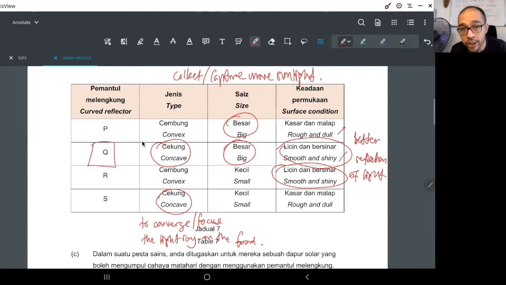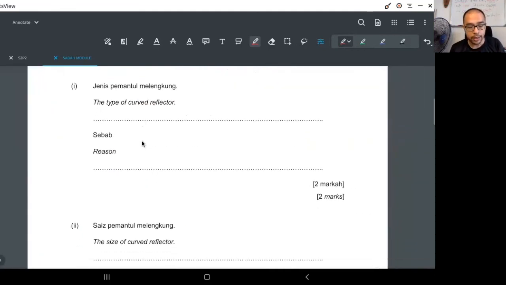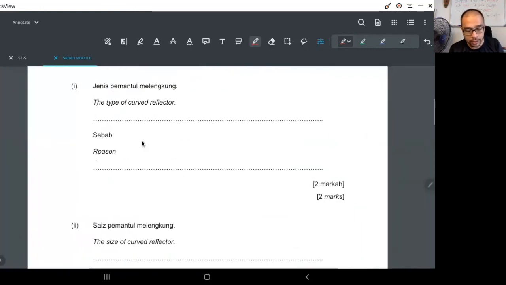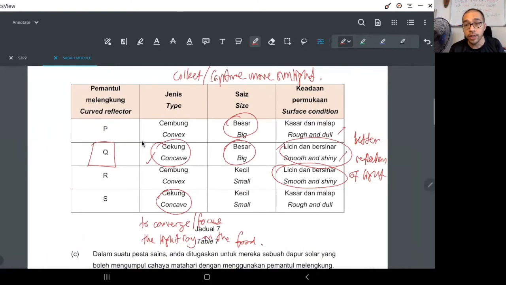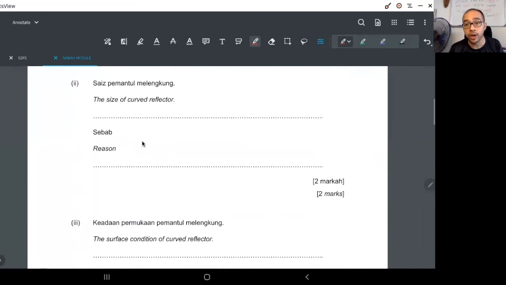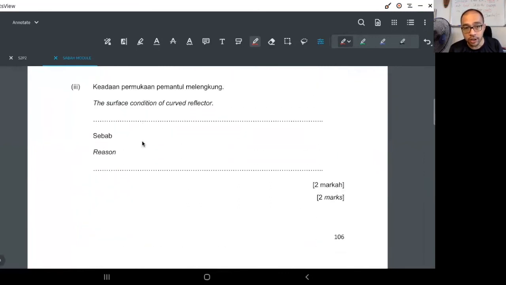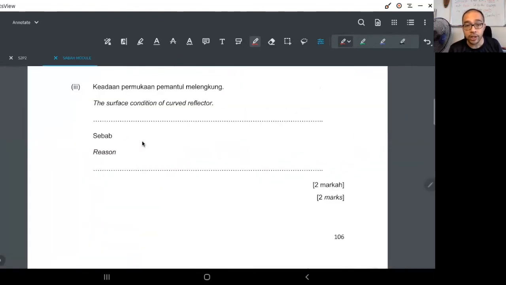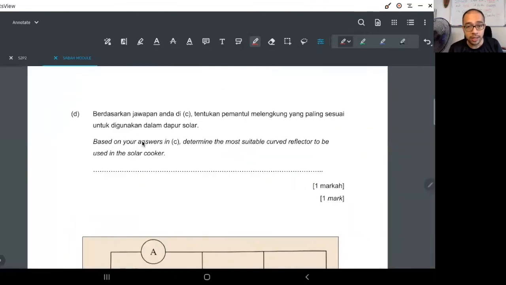But because this is a structured question, you don't have to write the reasoning again. Take a look at this question. For the type of curved reflector, we just write concave. For the reason, you write to converge or to focus the light ray. The size is big so that you can collect more sunlight. The surface condition is smooth and shiny so that you get a better reflection of light. And the final question is to determine the most suitable, and it's only 1 mark. So all you have to write here is the letter Q. You don't need to write the reason.